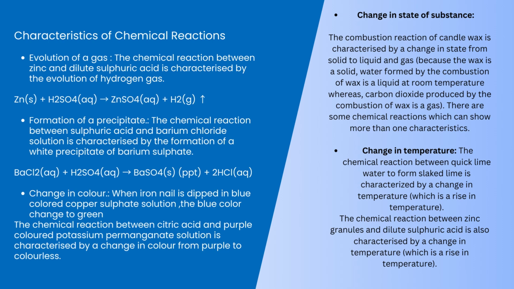Next is change in color. When iron nail is dipped in blue colored copper sulfate solution, the blue color changes to green. Also, the chemical reaction between citric acid and purple colored potassium permanganate solution is characterized by a change in color from purple to colorless. The next characteristic is change in state of a substance.